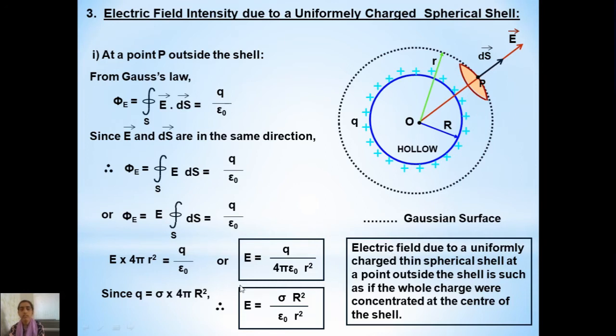If you observe this equation, you can see that when we are considering the electric field intensity outside the shell, it is depending upon the distance, right? R square is the denominator term. What is that term? It is the distance.